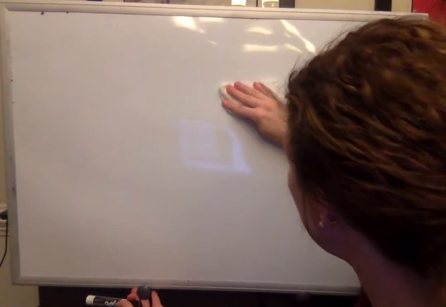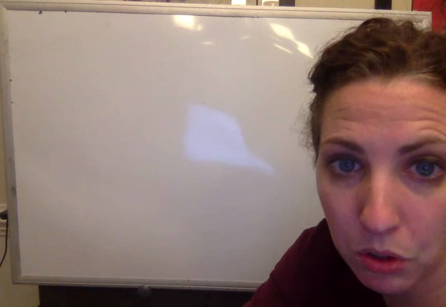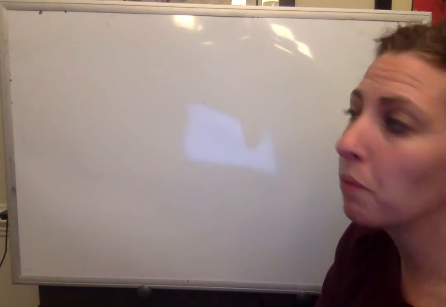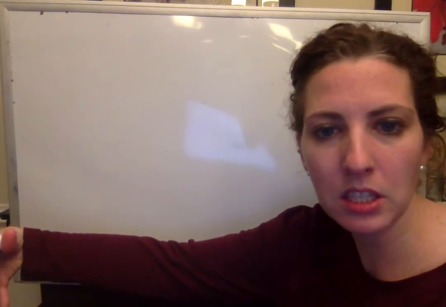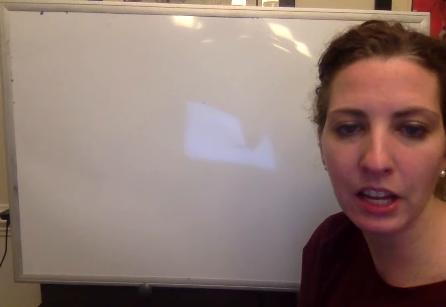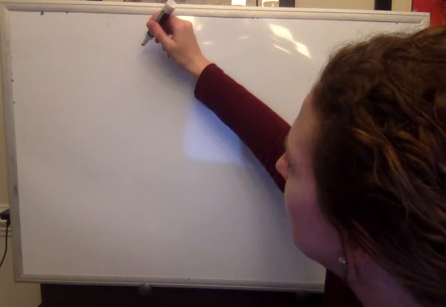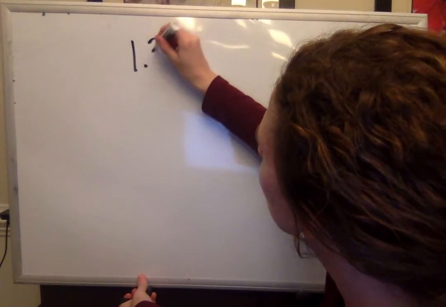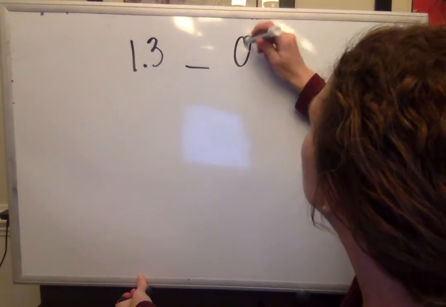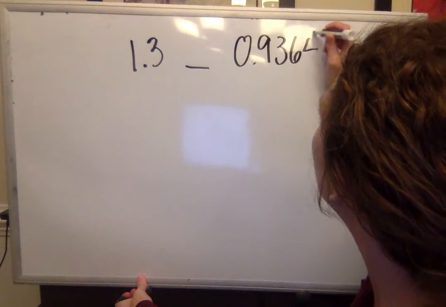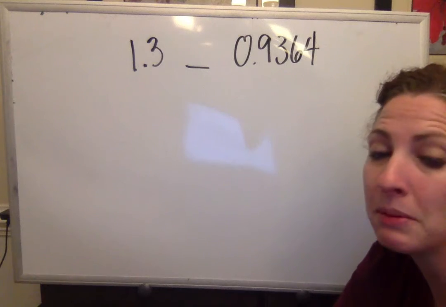Okay, so when we're comparing decimals, we're talking about greater than, less than, and equal to, right? So remember what I said. It doesn't matter how long a number is, okay? What matters is that you are matching up those places. So if I had a number that was like this, okay, 1.3, and I was comparing it to 0.9364, just because this number is longer, it has more numbers, doesn't mean it's bigger.